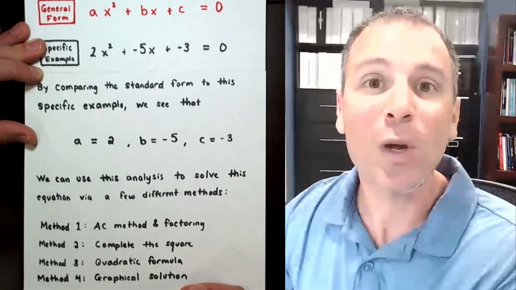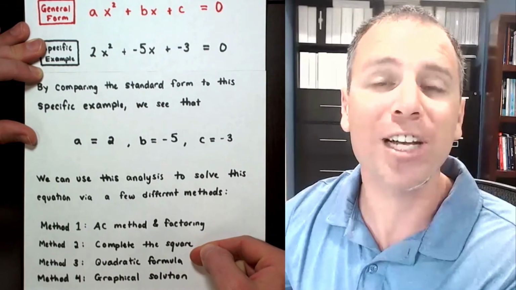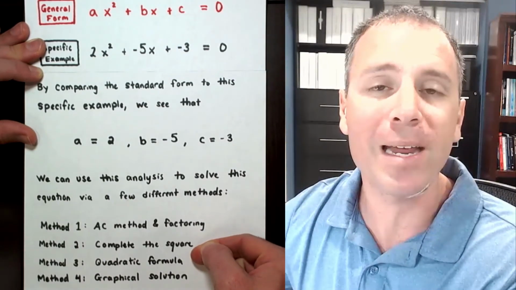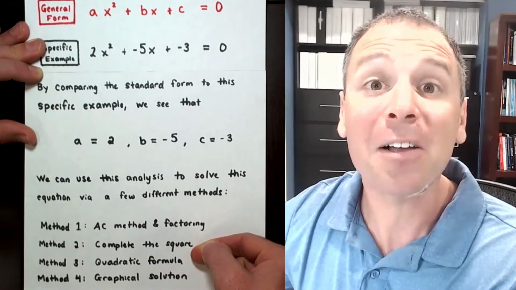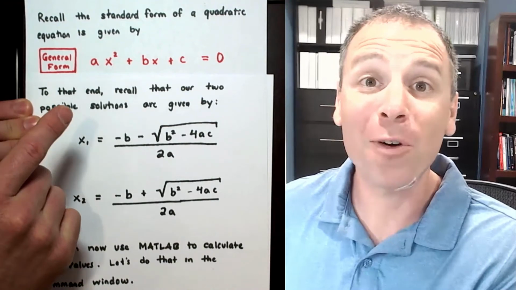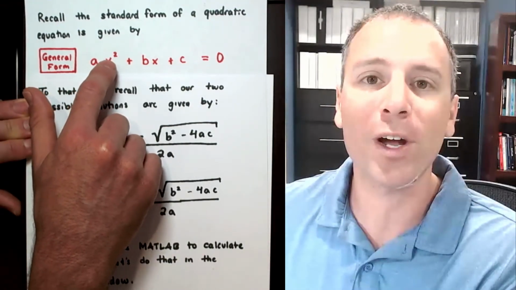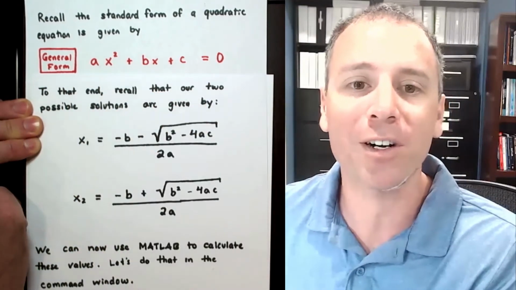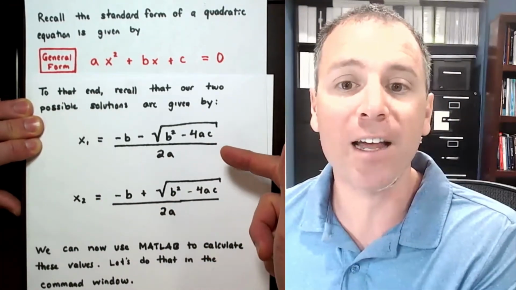In our case, we want to study how to use MATLAB to solve this problem. I'm going to go ahead and suggest that we use method 3, which is the quadratic formula, since it's the one that produces a closed form equation that allows us to solve this quite quickly. The quadratic formula states that if we have a quadratic equation in standard form, ax squared plus bx plus c equal to 0, then we have two possible solutions that take this form.